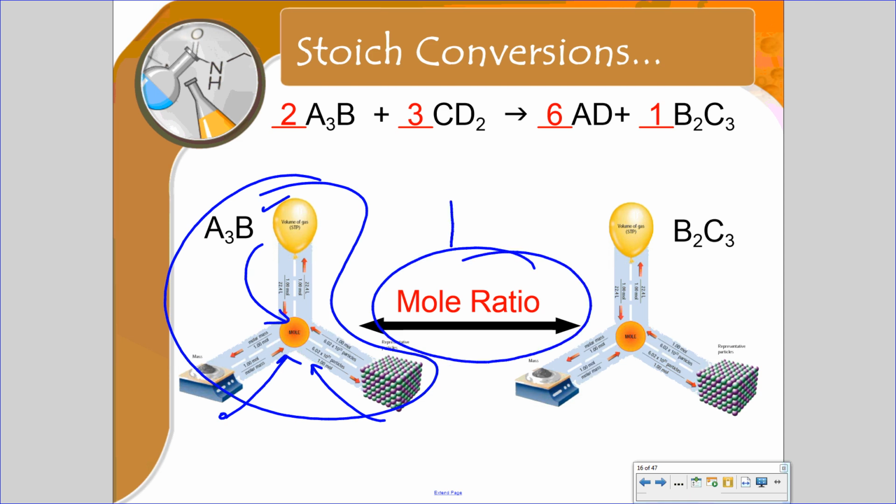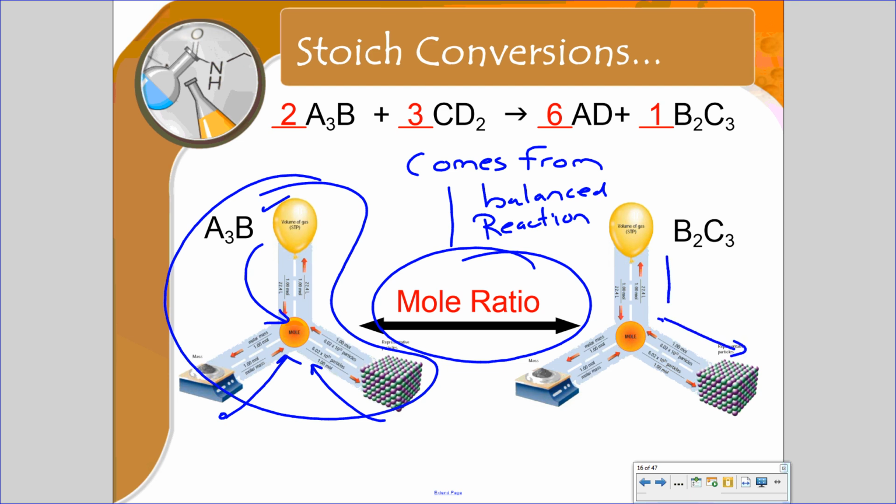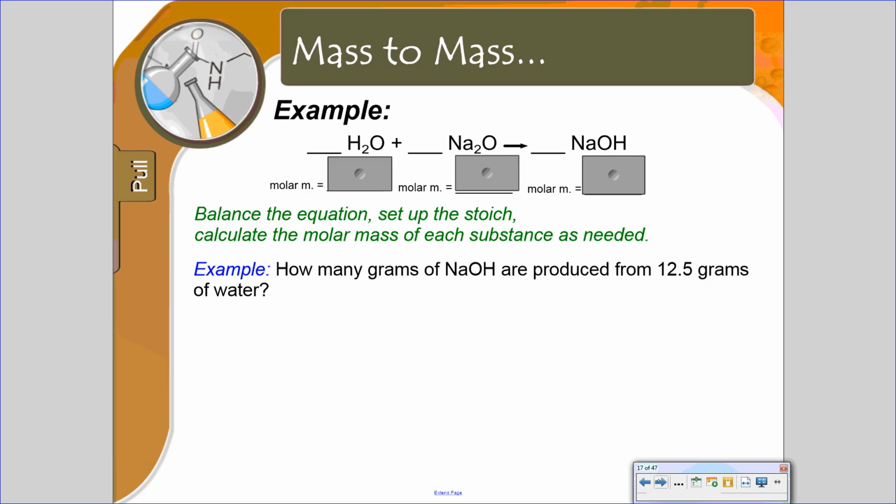And this mole ratio, remember, comes from the balanced equation. So still make sure you balance your reaction first. And then after you do the mole ratio, you can still use dimensional analysis to go to whichever unit you want. Once you're in moles, you can go to representative particles, you can go to volume, or you can go to mass. All right, so let's work some of these. So let's get to it.